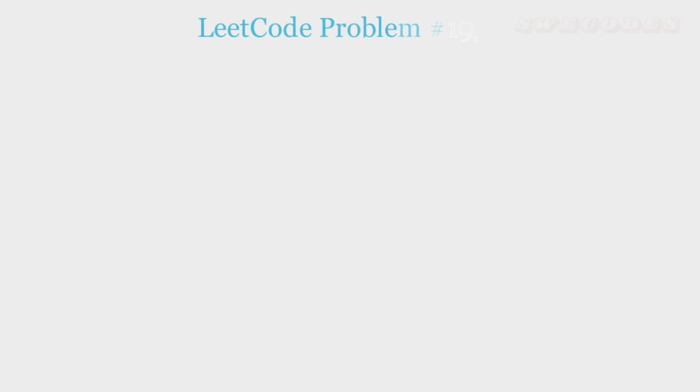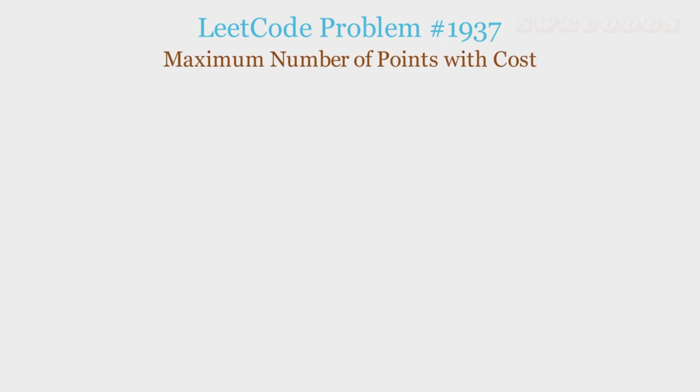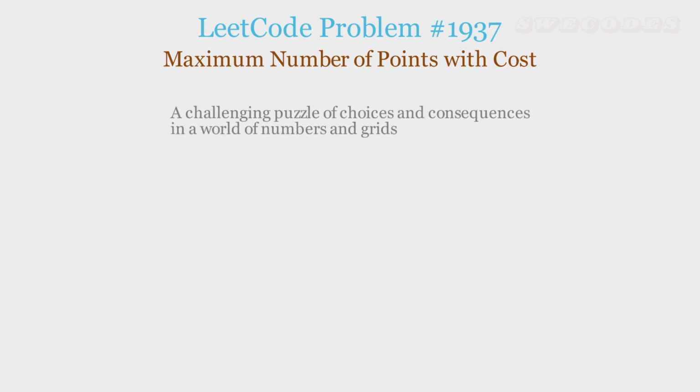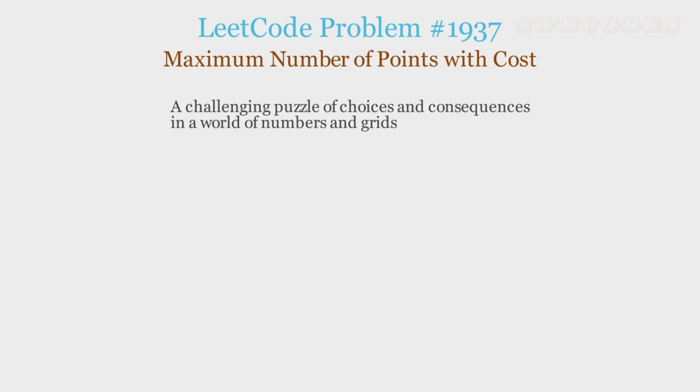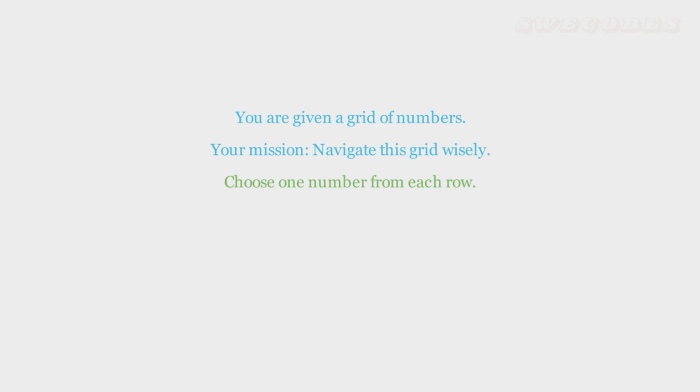Welcome to an exploration of a fascinating problem from Leetcode, problem number 1937. Today, we'll be tackling the challenge of maximizing the number of points with cost in a grid. Imagine you're given a grid of numbers. Your mission is simple yet tricky. Navigate this grid wisely. From each row, you must choose a number. But be careful. Moving too far horizontally will cost you points. Your goal is to maximize your total score.